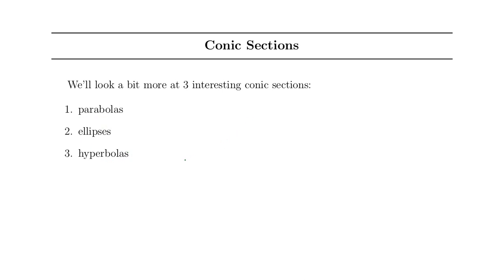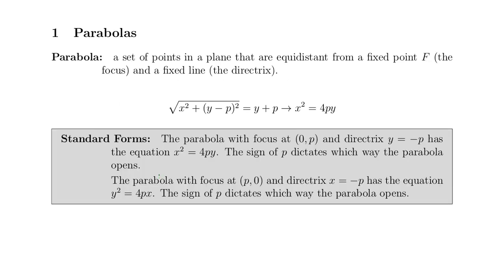So we'll just take a look at these 3 things, dive into the formulas of them and stuff like that, some of the properties, some of the terminology, all that kind of business. Let's start with parabolas. This is a definition for a parabola that you probably haven't seen really before. It's a set of points in a plane that are equidistant from a fixed point F, the focus, and a fixed line, the directrix.